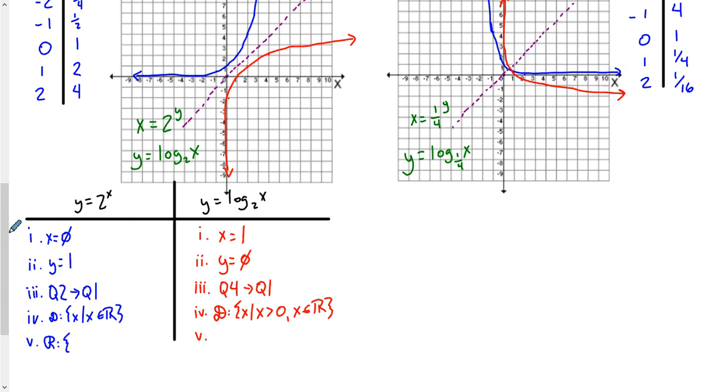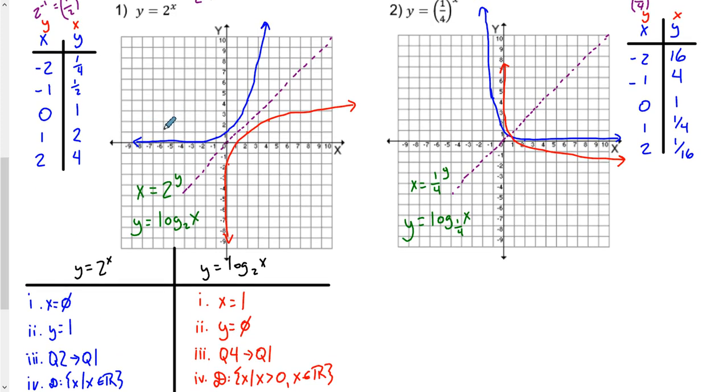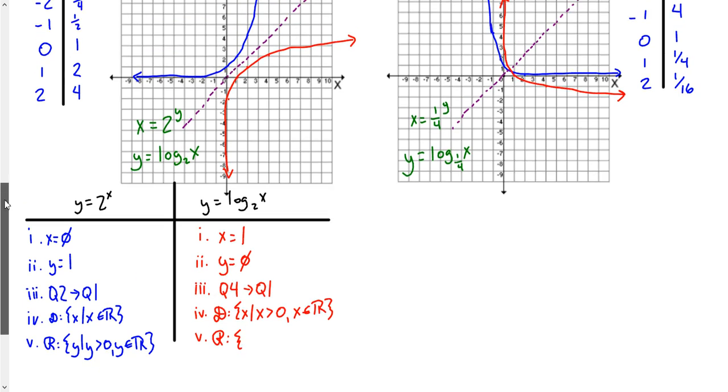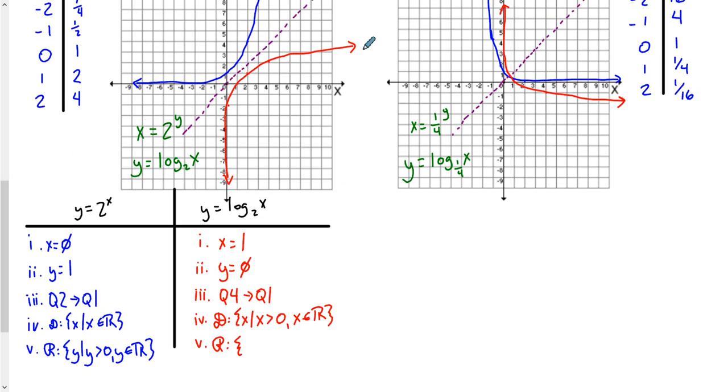Our range on the exponential, it's only our y values that are greater than 0. And our range on the logarithms, on this one, we can see it's going down, and this arrow still means it's going to keep on going up, which means it's actually y being an element of the real numbers. It's all possible y values.